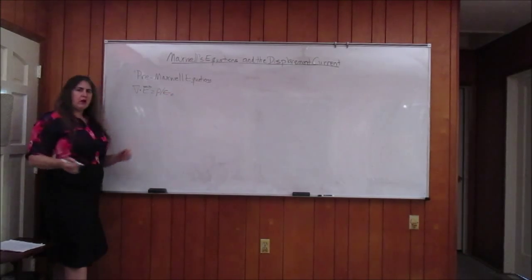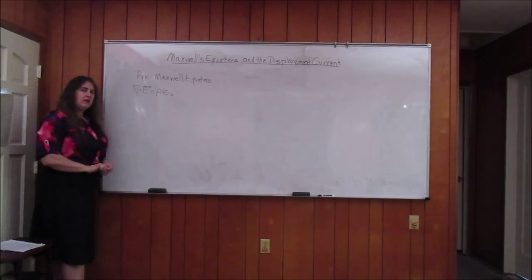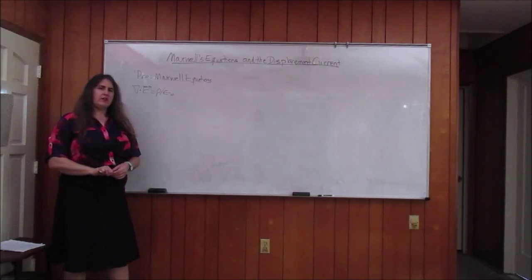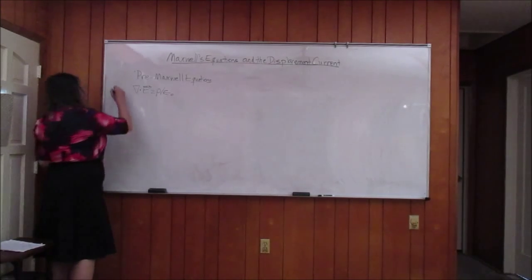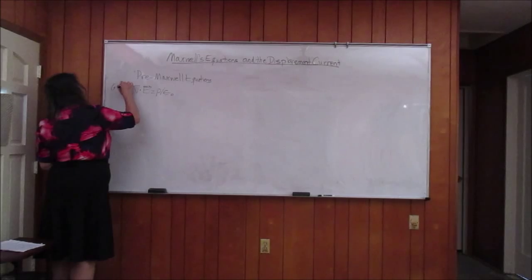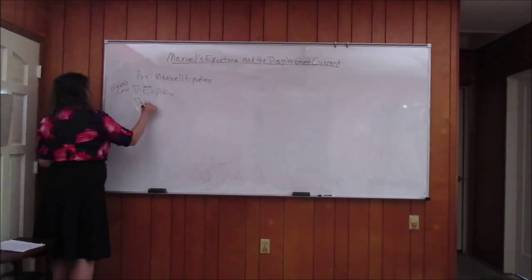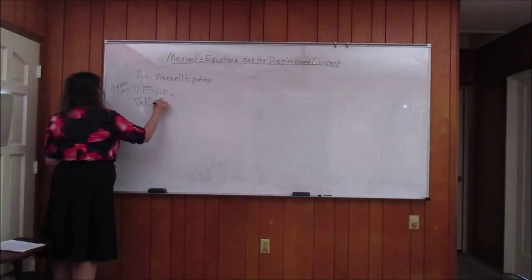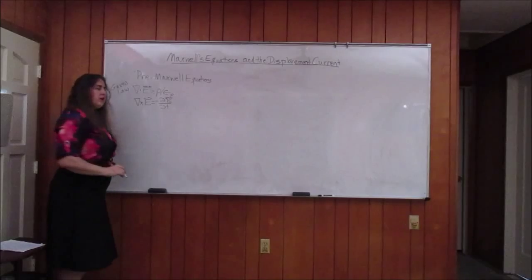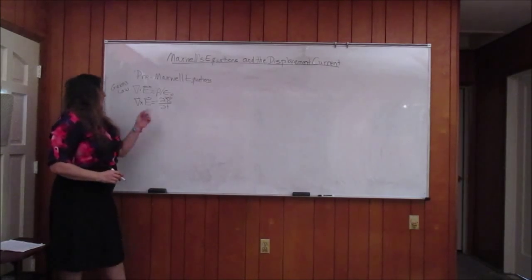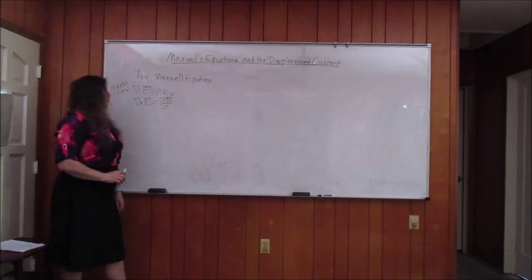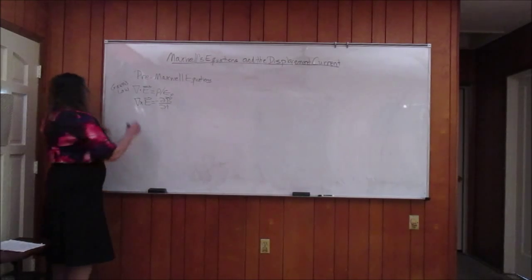First equation, of course, is Gauss's law. The divergence of the electric field is equal to charge density divided by the permittivity of free space. Second equation is Faraday's law. The curl of the electric field is equal to minus the time derivative of the magnetic field.